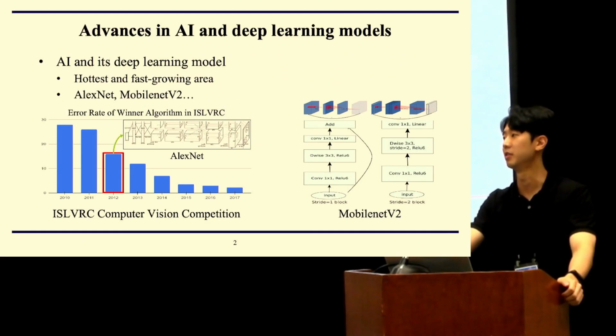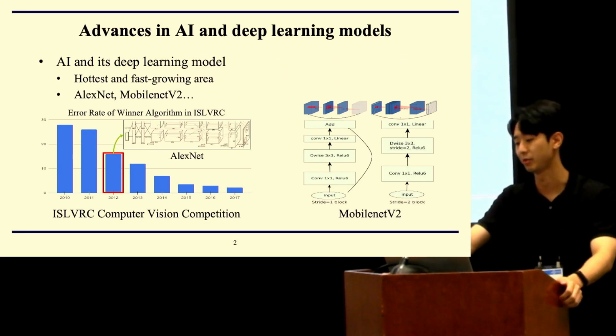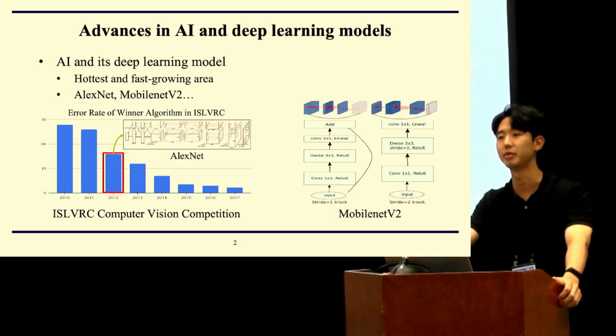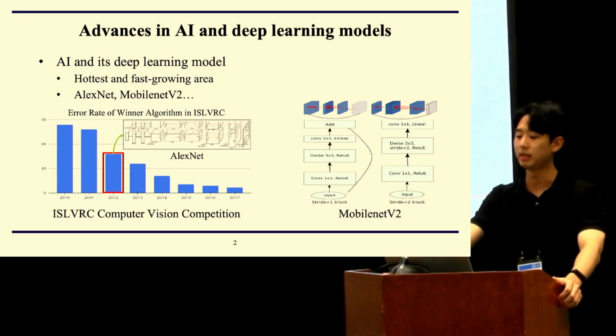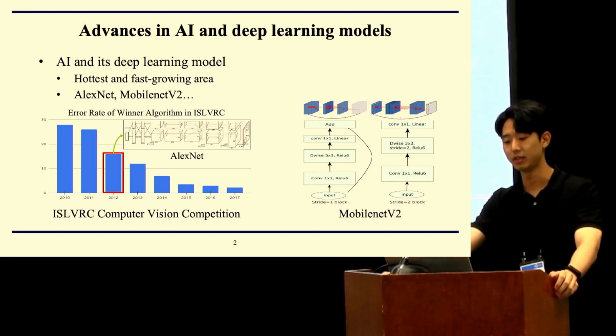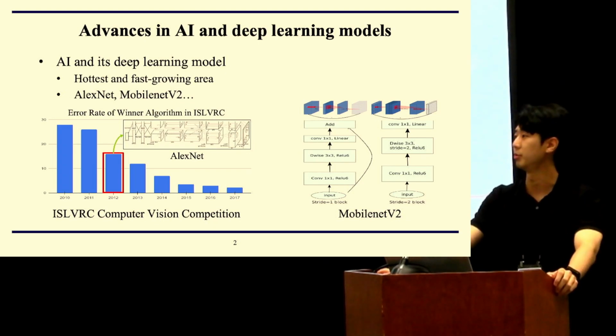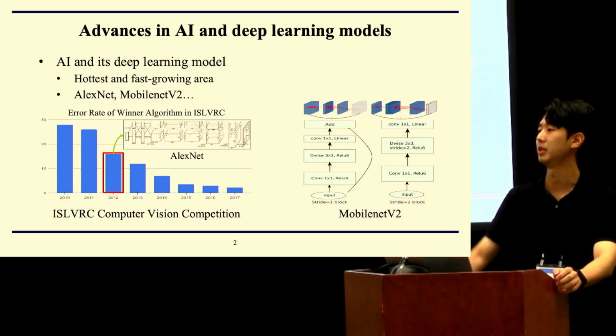Recently, artificial intelligence and its deep learning models are one of the hottest and fastest-growing areas in computer science and engineering. And after early deep learning models such as AlexNet were introduced, there have now been many applications like MobileNetV2 that utilize deep learning in our daily lives.